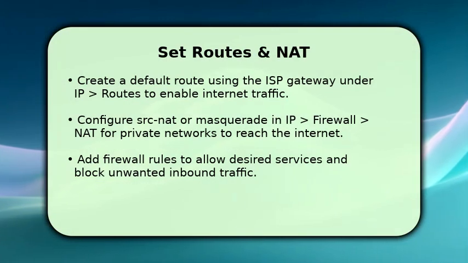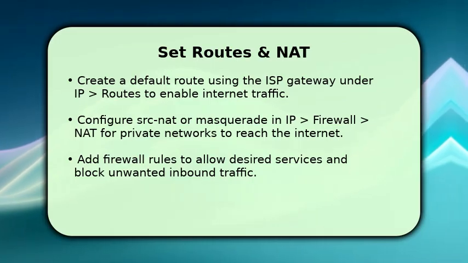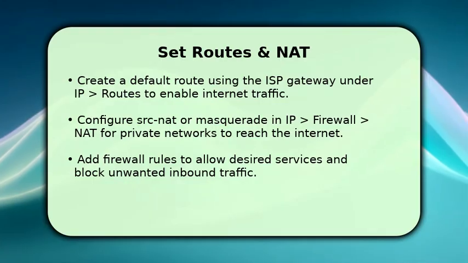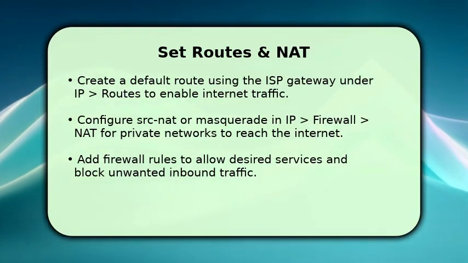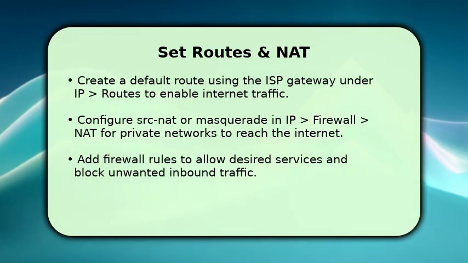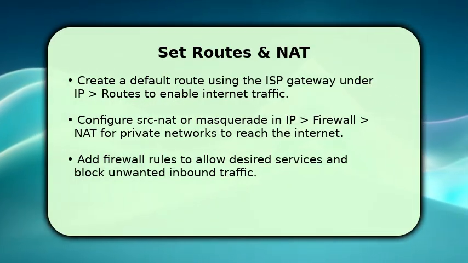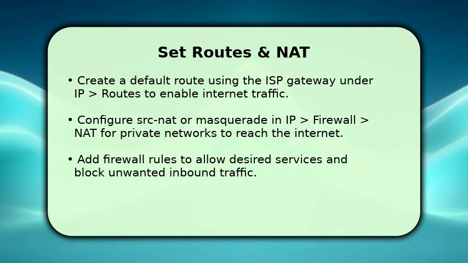Routing and NAT are key once the public IP is set. Add a 0.0.0.0/0 route pointing to the ISP gateway, and under IP firewall NAT, create a source NAT rule using Masquerade for your LAN. Then craft input and forward firewall rules to permit management and necessary services while protecting the router. Test external access from a LAN client and refine rules for security and performance.